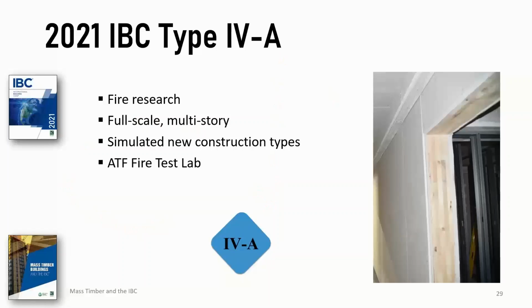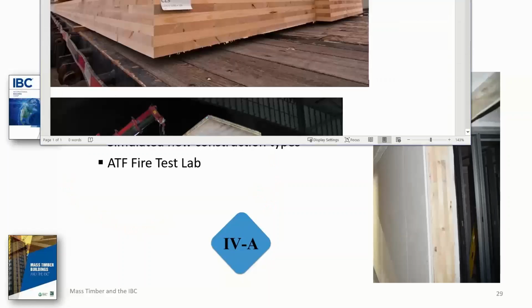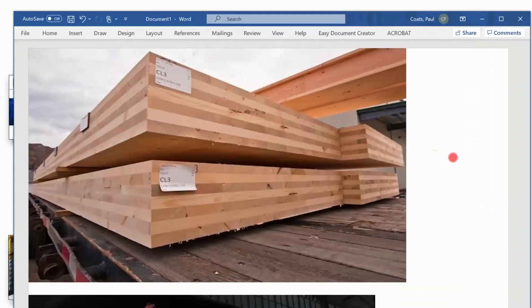And I'm going to pull in a photo here. If you are not familiar with cross-laminated timber, here's a good picture of it. It makes solid timber walls, floors, and roofs. This is what the structure was that was tested.